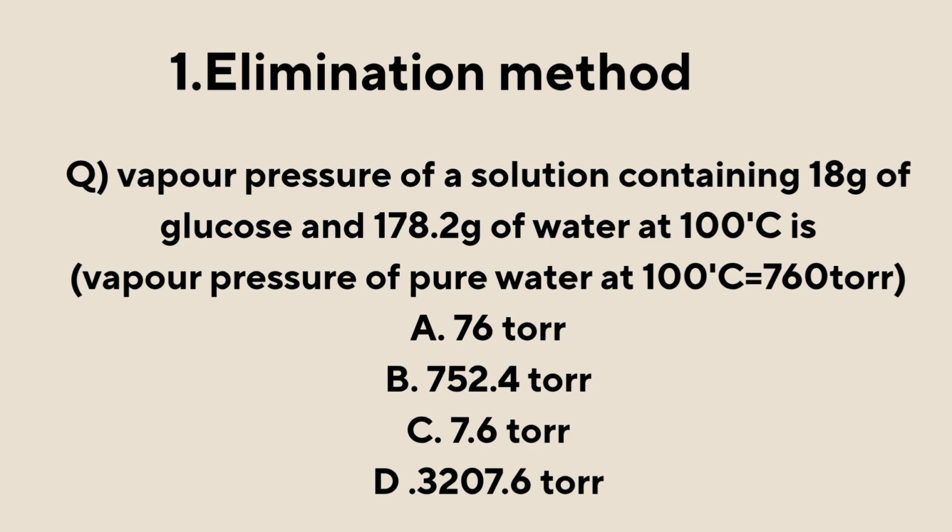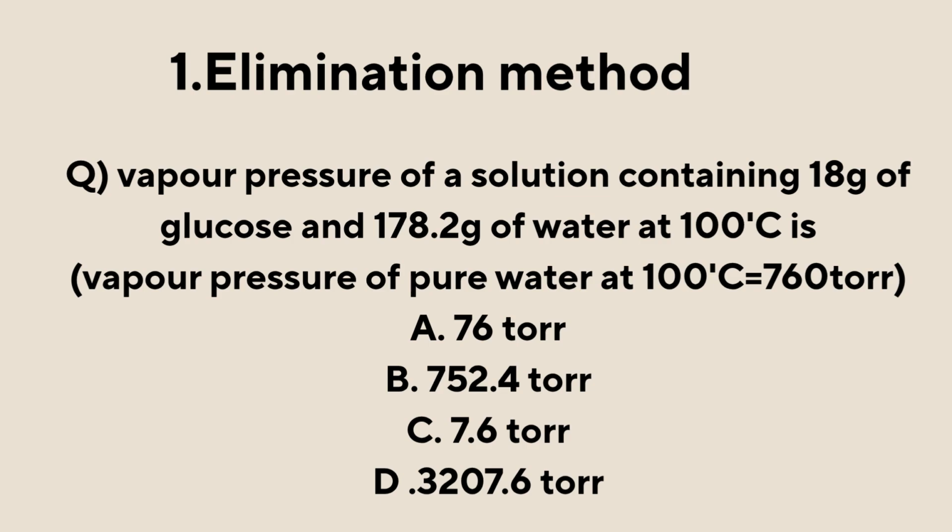Let's understand this with an example. Vapor pressure of a solution containing 18 gram of glucose and 178.2 gram of water at 100 degrees Celsius is. Vapor pressure of pure water at 100 degrees Celsius is equal to 760 torr. So there are 4 options. A, 76 torr. B, 752.4 torr. C, 7.6 torr. And D, 3207.6 torr.